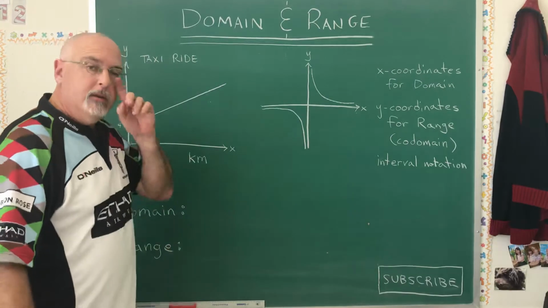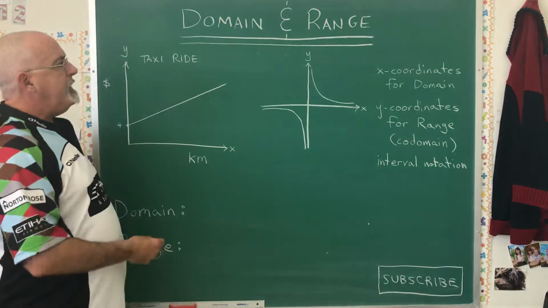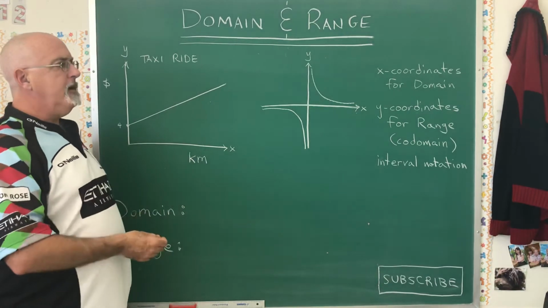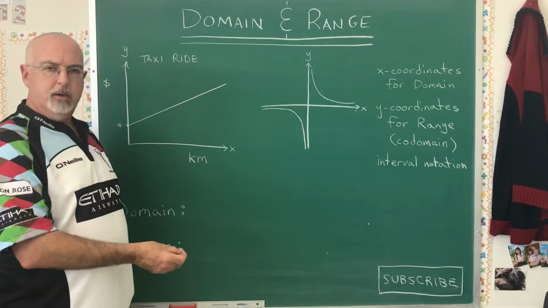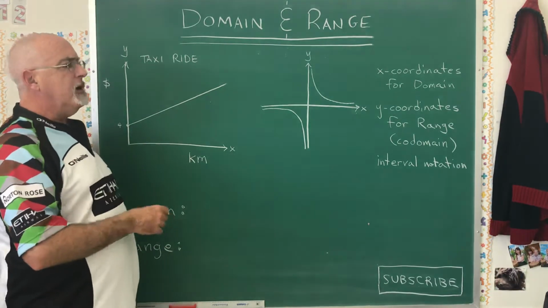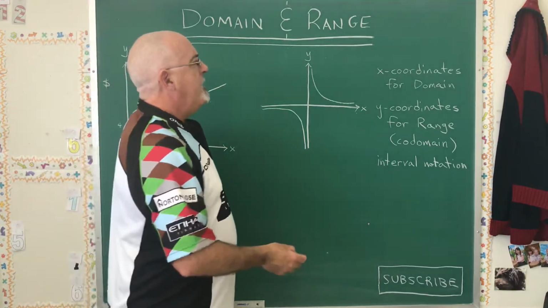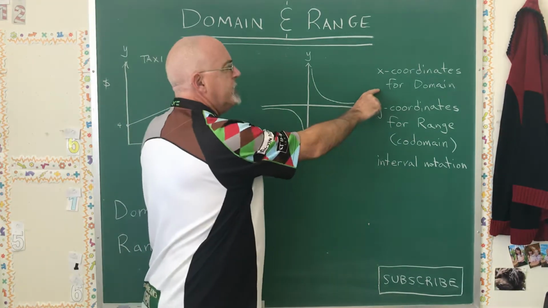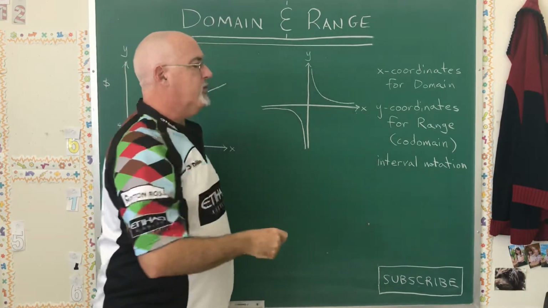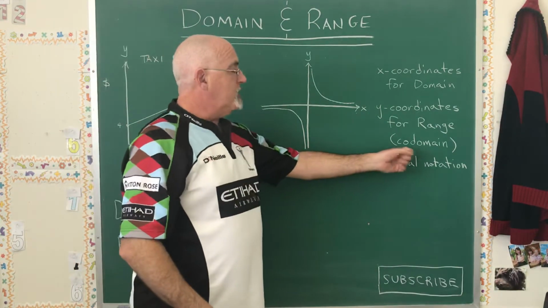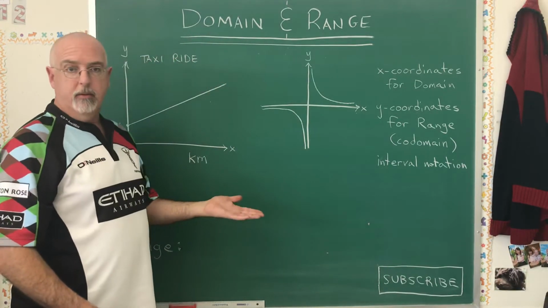In today's daily dose of math, we're looking at domain and range. Domain is all of the x values that are possible in this situation, and range is all the y values that are possible in this situation. Therefore, we use the x coordinates to describe the domain, and we use y coordinates to describe the range. The range is also known as the codomain, and we can give the answer in interval notation.